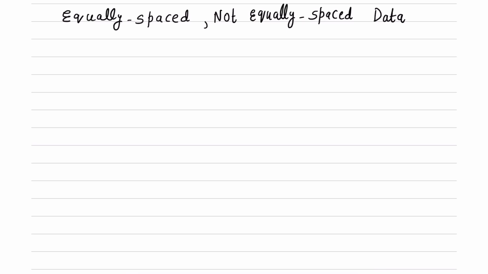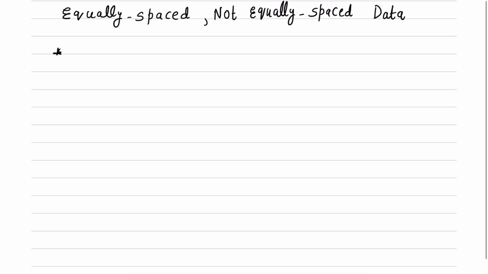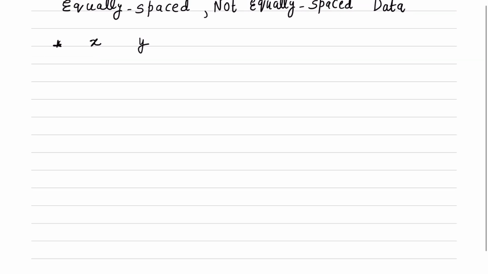In this video, we are going to see the difference between equally spaced and not equally spaced data. Let's look at the data using two variables x, y, and we have x values 2, 4, 6, 8. Y values are -1, 0, 3, 7. Now we have to decide if this data involving x values and y values is equally spaced or not equally spaced.